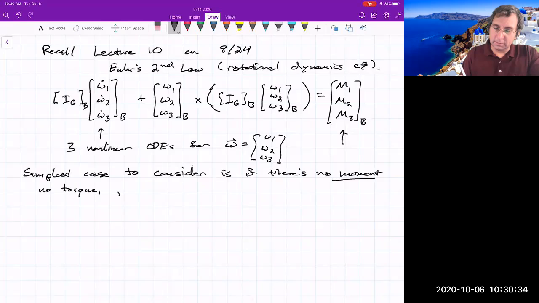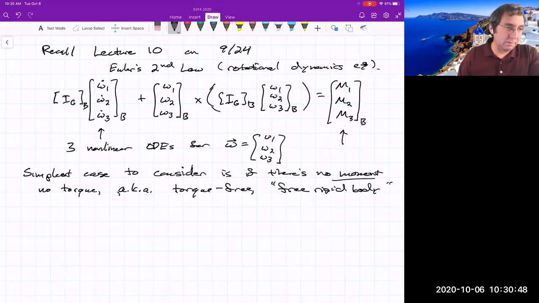We sometimes write this as the torque free case, or just the free rigid body. That's probably the way it's best known by physicists and engineers. So it just means each of these moments is 0.